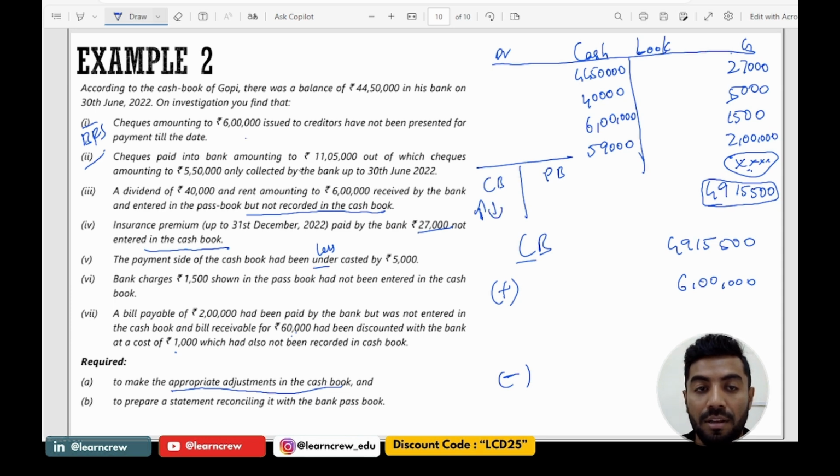How much? 11 lakh 5,000 minus 5 lakh 50,000, which will be 5 lakh 55,000. So we'll have to just deduct this, and we'll be getting the answer.